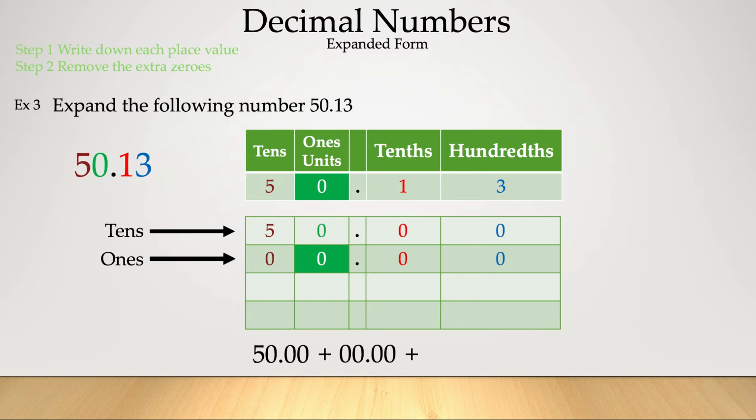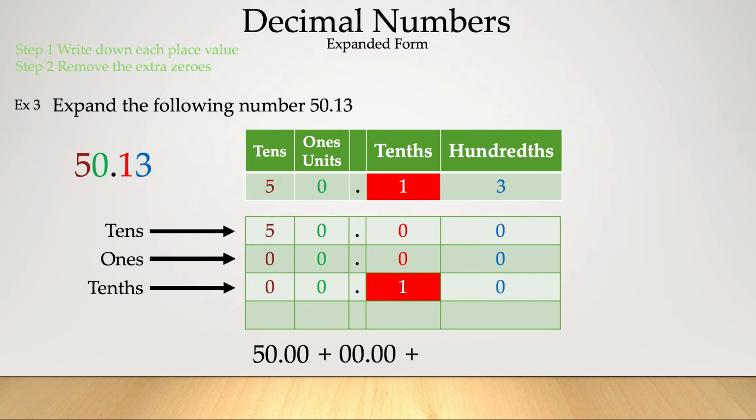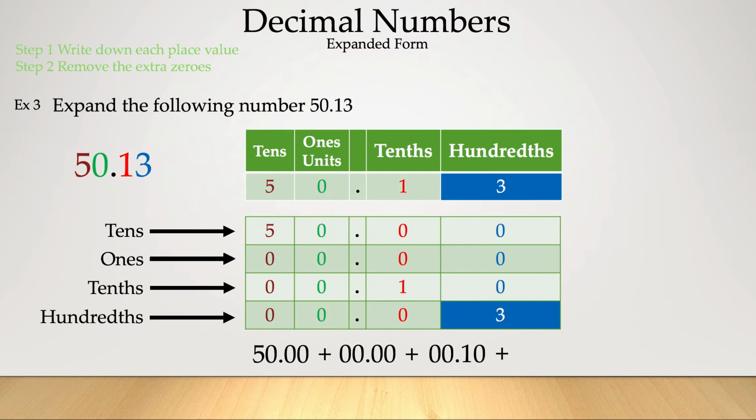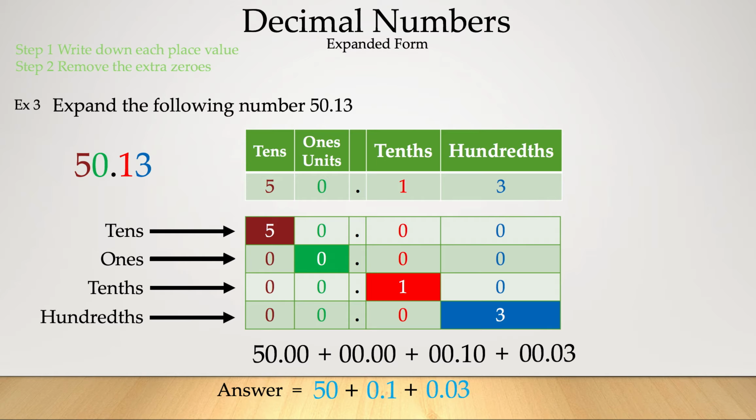And then now we're going to go ahead and move one place value to the right. So we write down the 1 underneath the tenths, and every other number becomes a 0. So we write down 0.10. And then now we're going to go ahead and move to the right one place value to the hundredths. We write down 3, and every other number becomes a 0. So we write down 0.03. And in this case, now we've got some extra zeros, so we're going to go ahead and remove them. And our answer is 50 plus 0.1 plus 0.03.